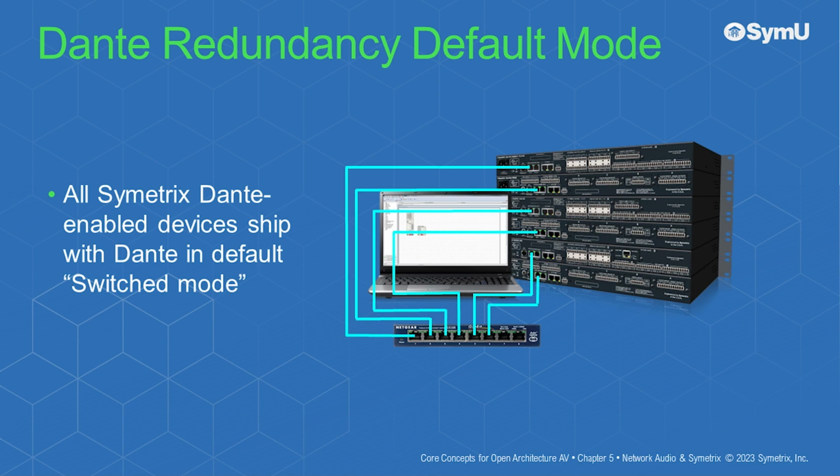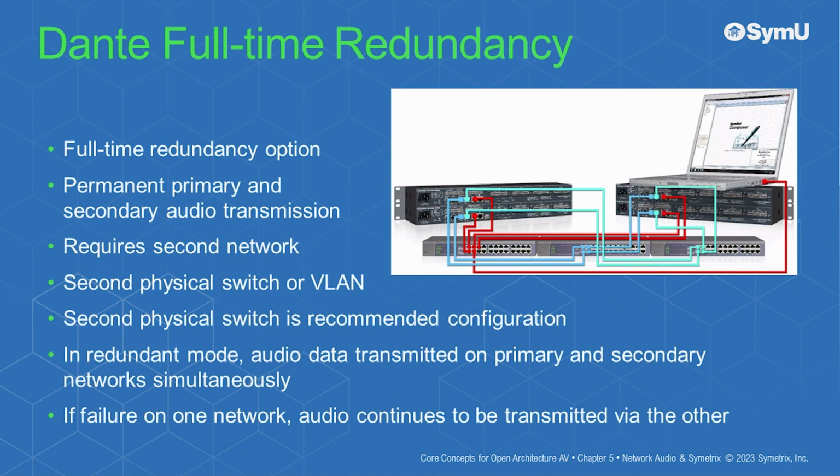All Symetrix Dante devices ship with Dante in the default switched mode. Dante offers a full-time redundancy option with permanent primary and secondary audio transmission. Redundancy requires a second network, using either a second physical switch or a VLAN to isolate the network traffic. A second physical switch is the recommended configuration. When in redundant mode, audio data is transmitted on both the primary and secondary networks simultaneously. In the event of a failure on one network, audio still continues to be transmitted via the other network.